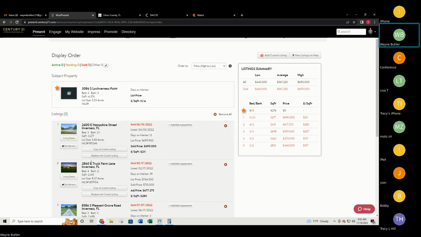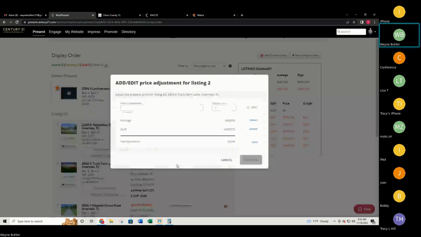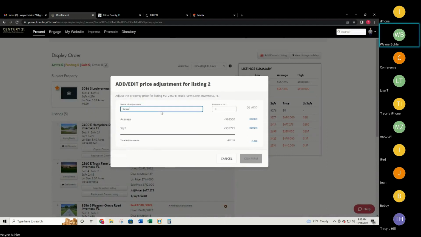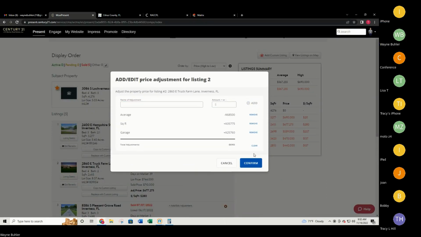But there's our Truck Farm Lane. So we're going to add an adjustment, and we're going to do garage, and we're going to add 25,760. Add. All right, so now we've got these three done.